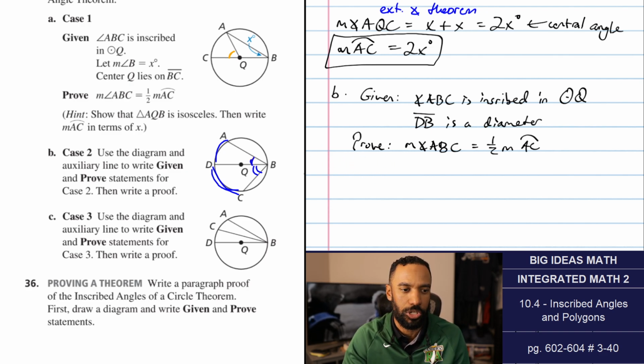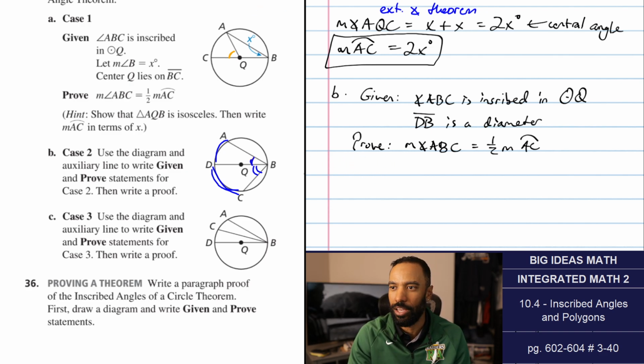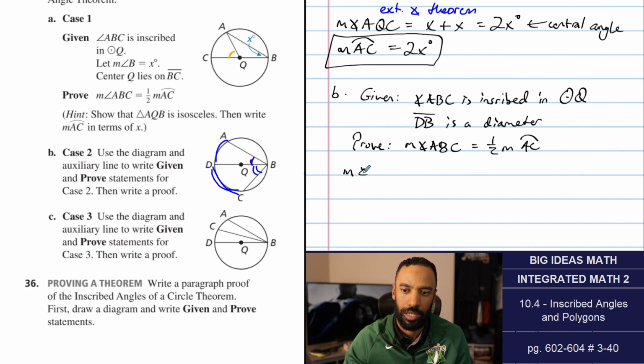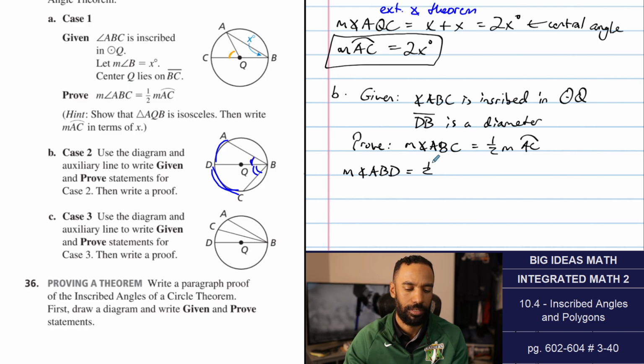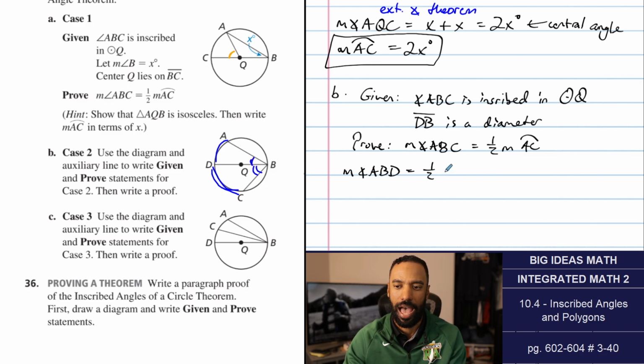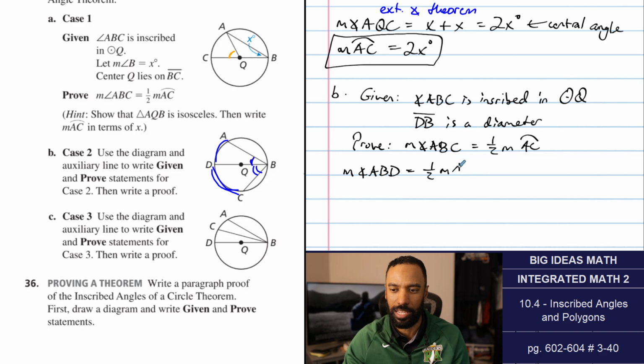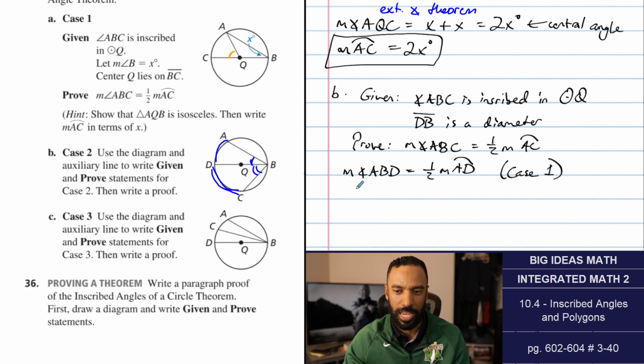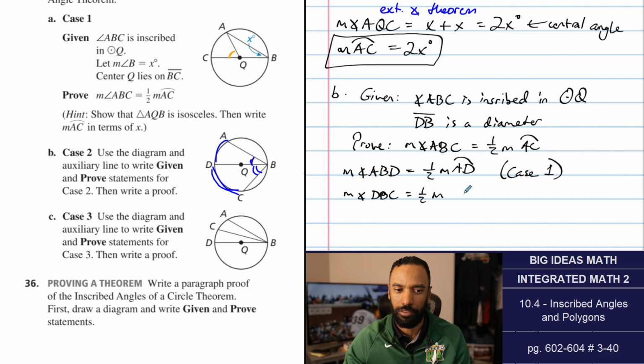So I can say that the measure of angle ABD is half the measure of arc AD. That's using case 1 because there's a diameter there. And let's do the measure of angle DBC is half the measure of arc DC, also from case 1.